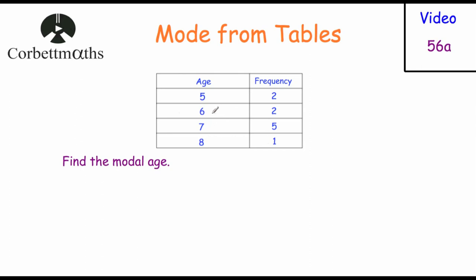Now, whenever you find the mode from a table, it often changes the word from the mode age to the modal age. And we're trying to find the modal age, that just means the most common age. And remember, we had 5 7-year-olds, so that was the most common age. So the mode here would be the one with the highest frequency, which is 7. So the modal age is 7.